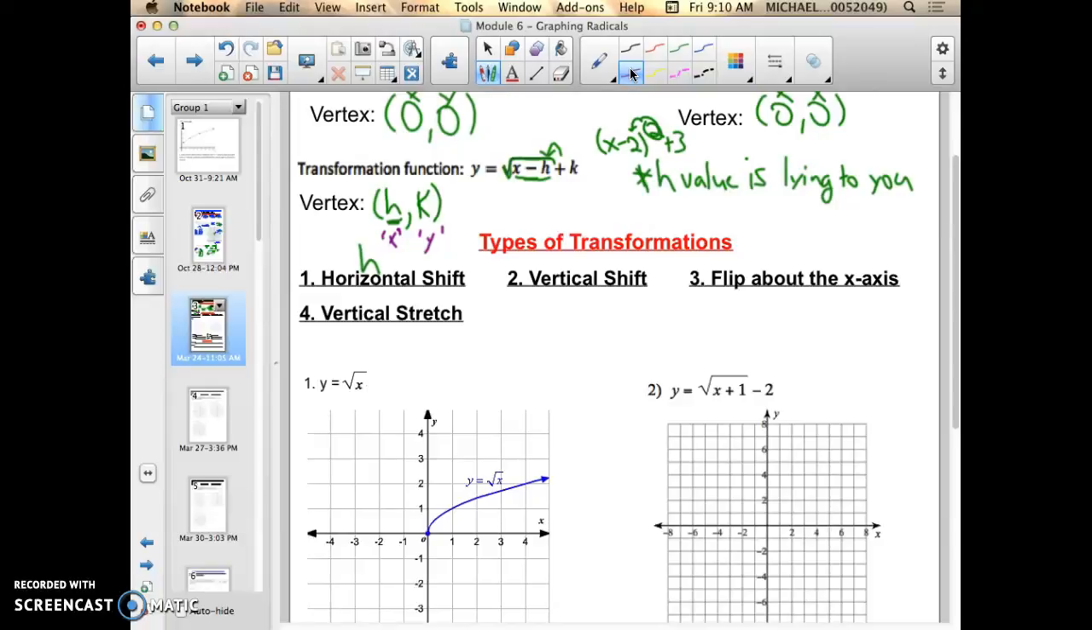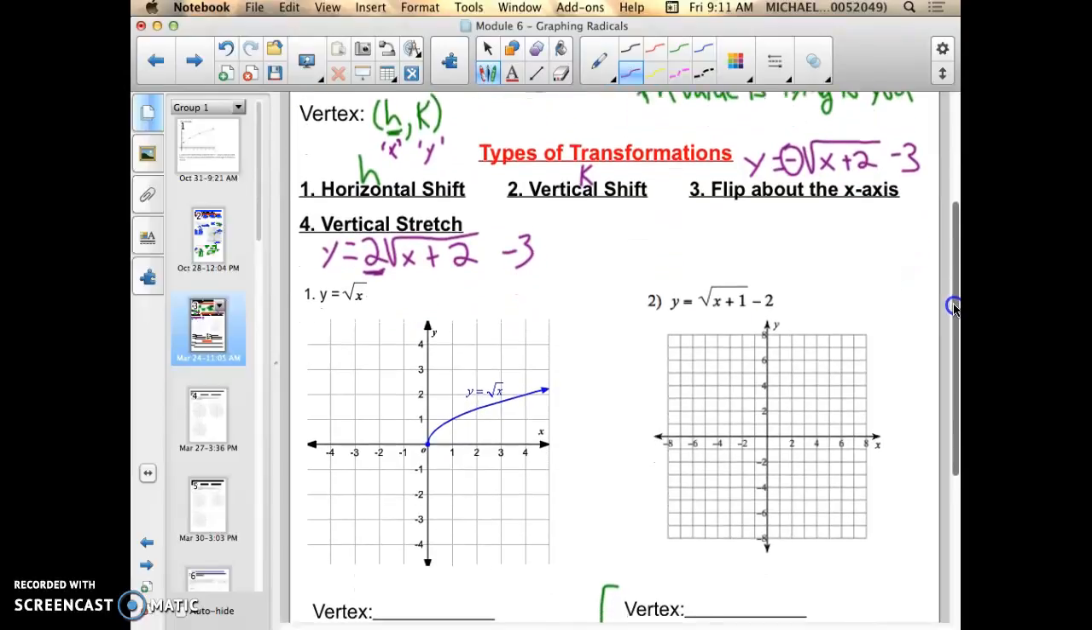The vertical shift is the k value or the y value. You flip about the x-axis if there's a negative. So let's say it's y equals negative square root of x plus 2 minus 3. That negative makes it flip about the x-axis, and I'll talk about that. And finally, a vertical stretch is y equals, if there's a number multiplying with the function itself, 2 times the square root of x plus 2 minus 3. This number would stretch it vertically by a factor of 2. So again, just a review there.